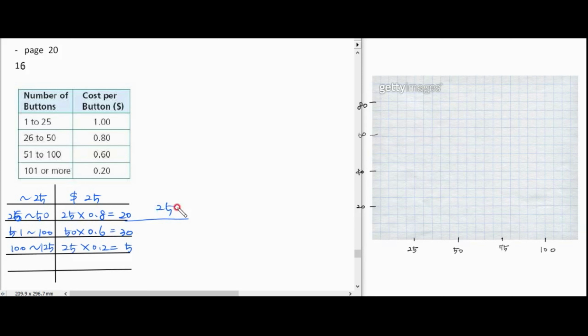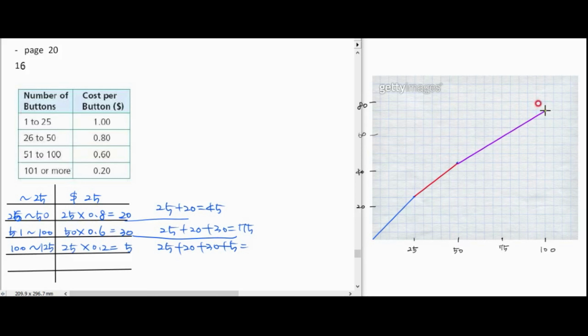Let's find by 50, I should add 25 plus 20, because I also bought 25 in front of it. For this one, I should do 25 plus 20 plus 30, so it'll be $75. And then for over 100, it'll be 25 plus 20 plus 30 plus 5. And this time I'll draw the graph. From 25 as 25, and from 50 as 45, and from 100 as 75, and we connect all of these using the line, and this will be the graph of this question.